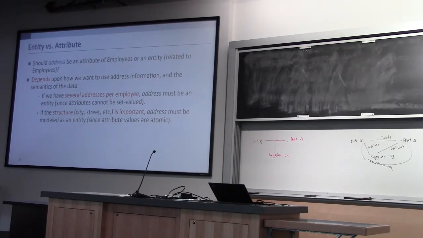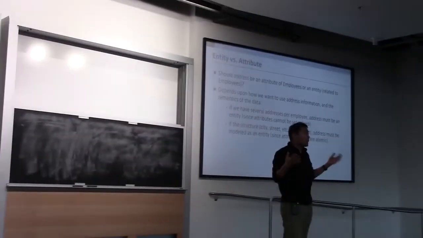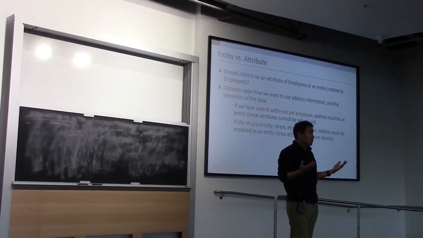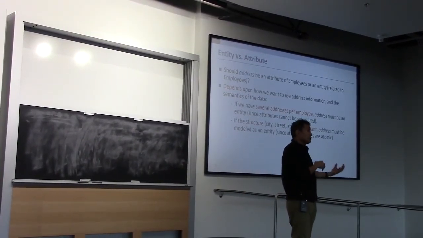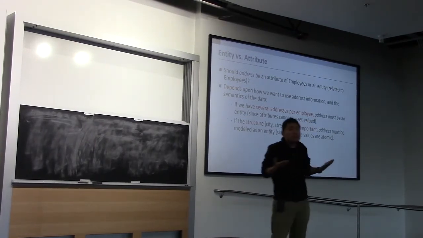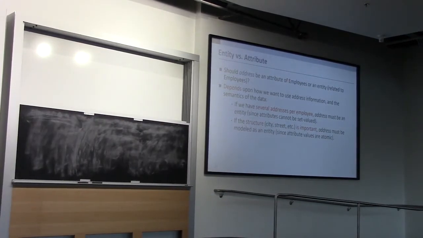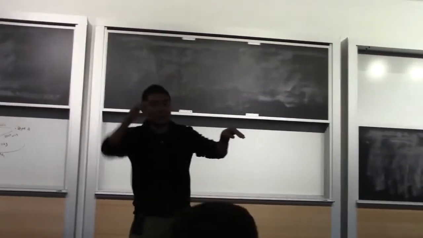But if you don't care about all those, if you don't care about structure within address, and each employee, in the most common scenario, has only 1 address, then modeling address as an entity set is a waste. You're overcomplicating your design. So in that scenario, you should just model address as a single attribute of the employee. So it really depends. Unfortunately, there is no golden bullet I can provide to you, to say, okay, use this checklist. If it's like this, do this. If it's like this, do this.